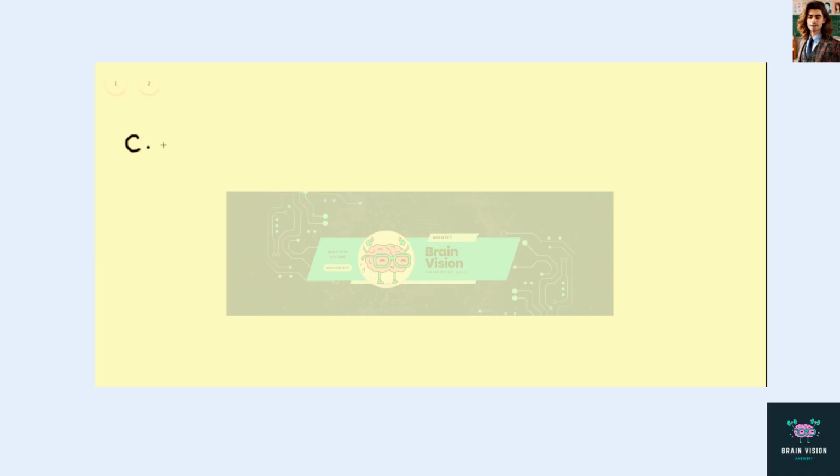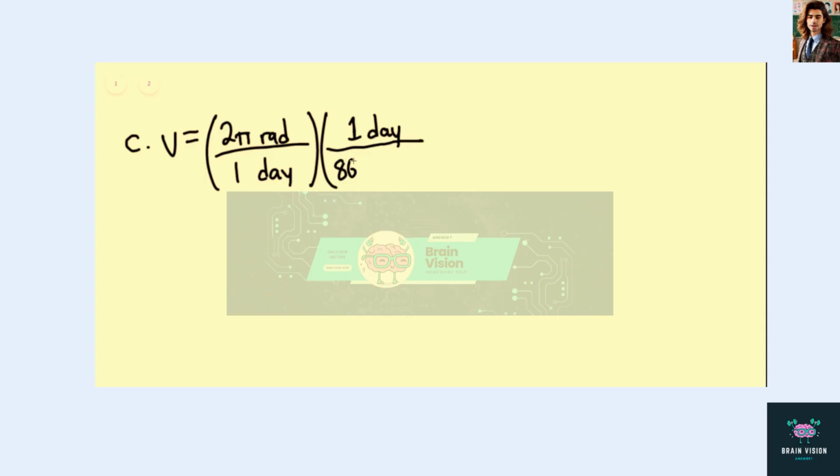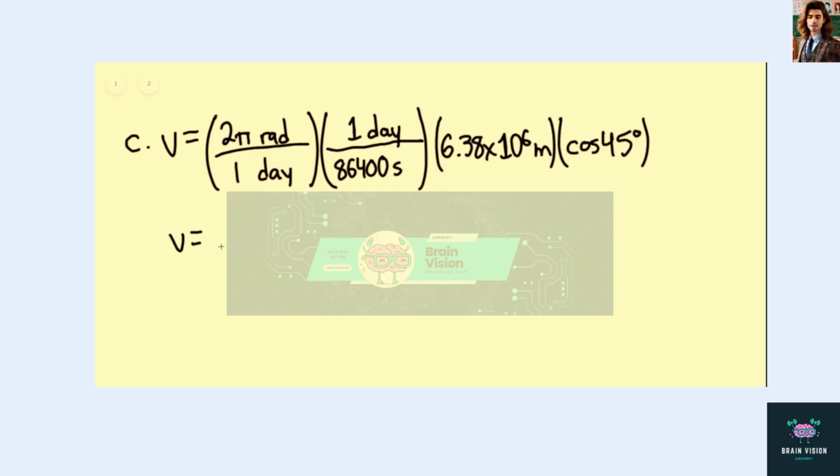for part C, we have the velocity would be equaling 2 pi radians for 1 day multiplied by 1 day for every 86,400 seconds. And then this would be multiplied by 6.38 times 10 to the 6th meters and multiplied by cosine of 45 degrees. And V for part C is equaling 328 meters per second. This would be our answer for part C.